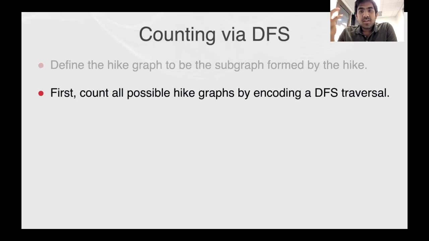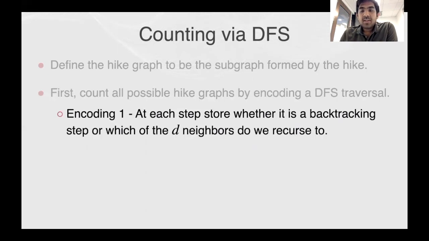The second step is comparatively easier. For the first, we count all hike graphs by encoding a DFS traversal, because once you have a DFS traversal, you can compute the graph uniquely. And there are 2 encodings that we give. So a simpler one is to just store at each step whether it's a backtracking step or a recursive step. So for a backtracking step, you do not need any more data. Whereas for a recursive step, you need which of your d neighbors you would like to recurse to, or rather d minus 1, since it's non-backtracking.